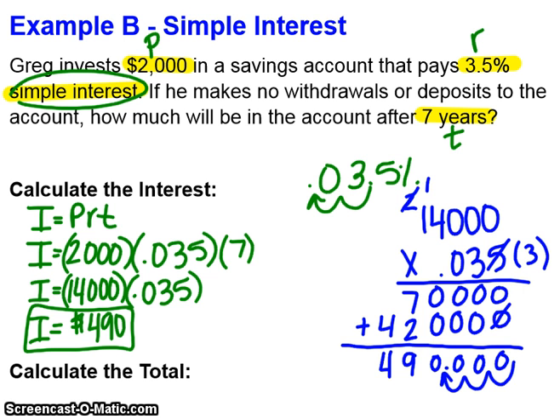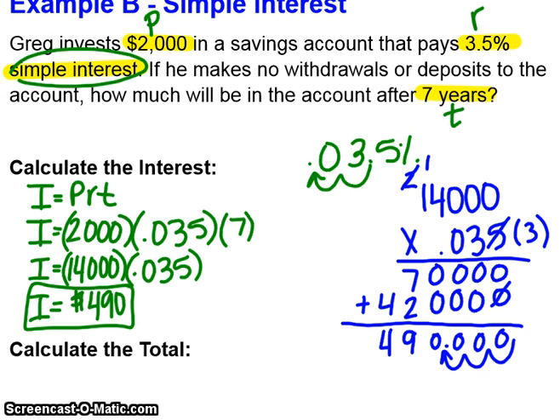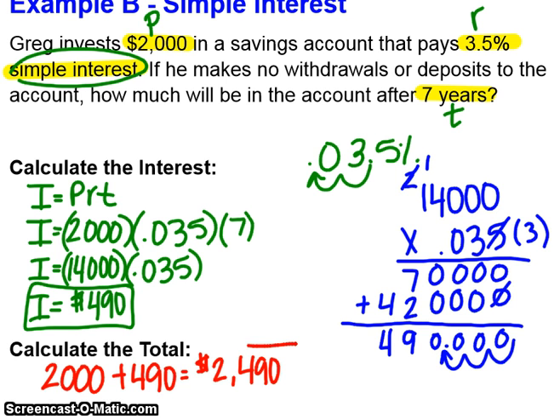But I also want to calculate the total. So in order for me to calculate the total, I want to start off with what I put in the bank, which was $2,000. And I want to add my interest of $490. And I end up with $2,490 as the amount that's in my savings account right now.